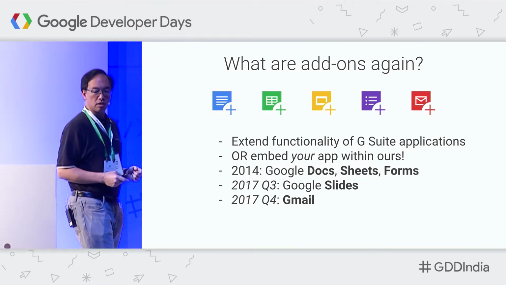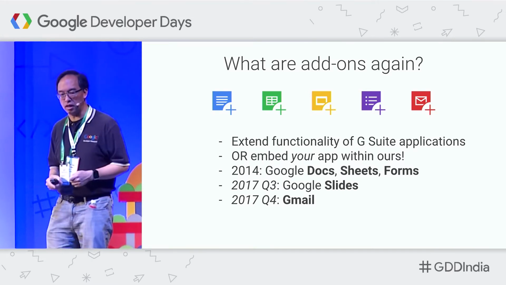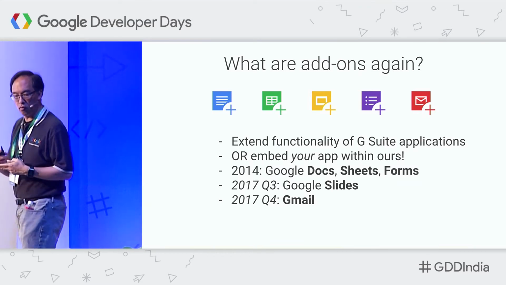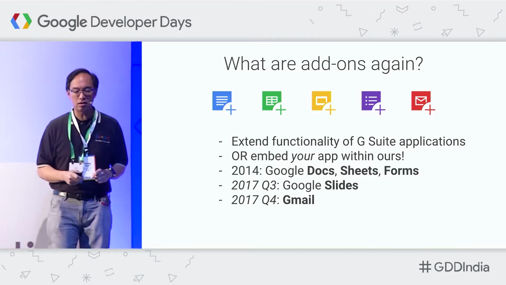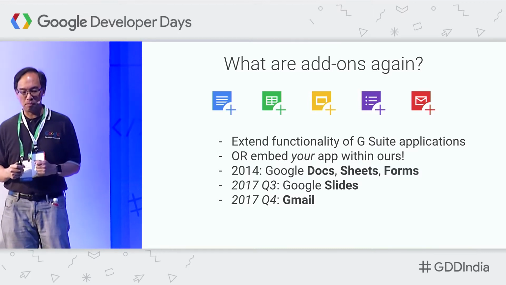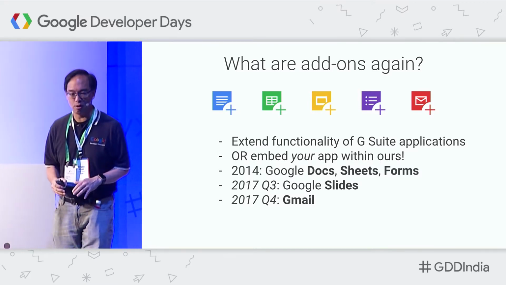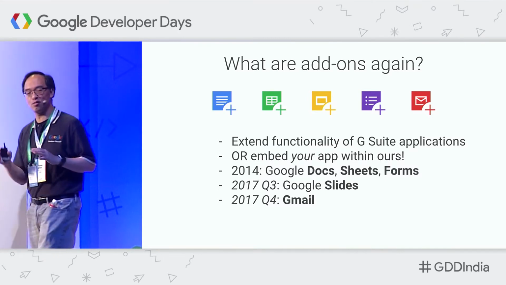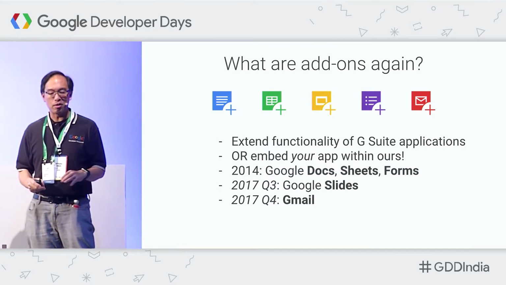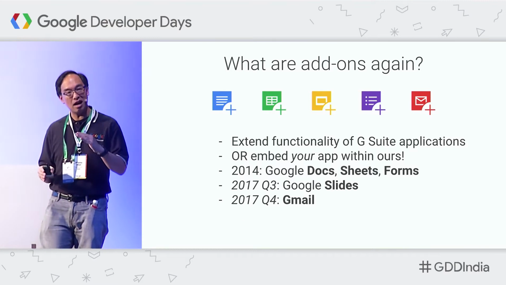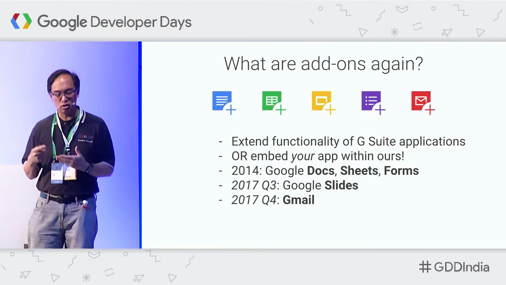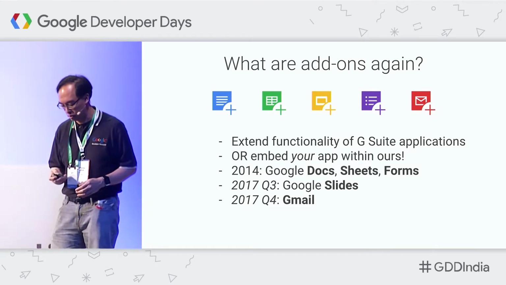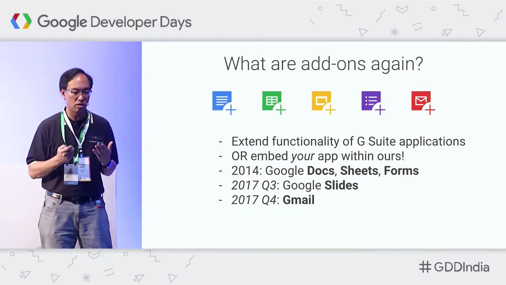So the add-ons that we launched in 2014 were for Google Docs, Sheets, and Forms. And then just 9 weeks ago, we released Google Slides add-ons. And then just 5 weeks ago, we released Gmail add-ons. So this is pretty new stuff. I'm going to have more examples for the last two just because of the latest hotness. All right, but I'm also going to show you some examples of the other types too, just so you can see the variety of things that you can do.